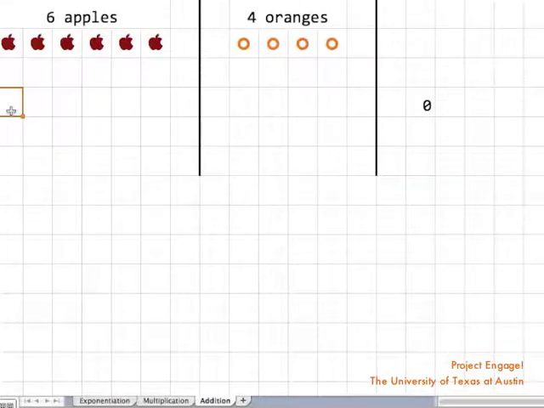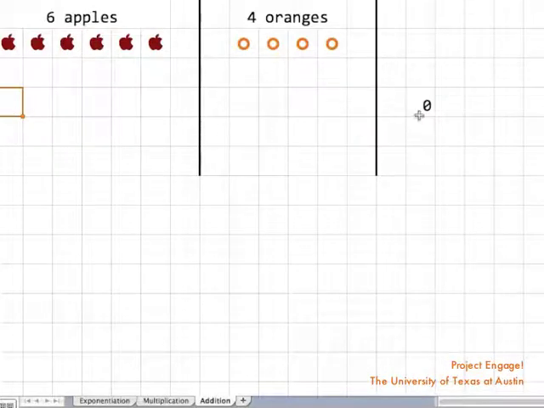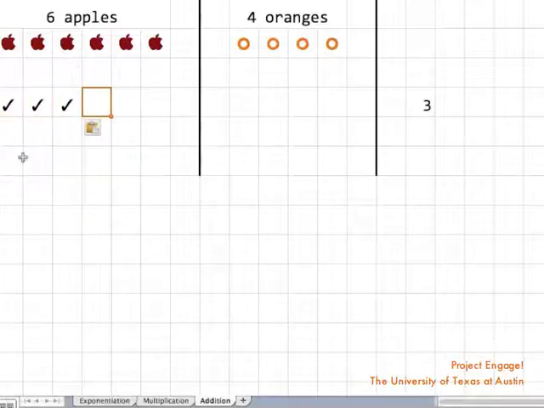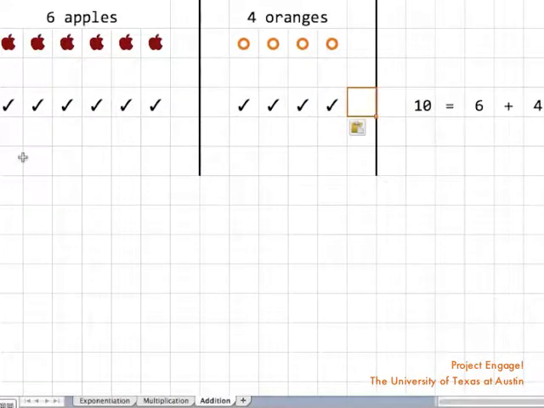So what I'm going to do is add 6 apples and 4 oranges by simply counting them. And I'm going to use a little tick mark, check mark to show which ones I've counted here. And you'll see the updating total right here. It starts at 0, of course. So we have 1 apple, 2, 3, 4 apples, 5 apples, 6 apples, 7, 8, 9, 10. So essentially what we've done is use our fingers or our tick marks to count up the combined total of 6 apples and 4 oranges.